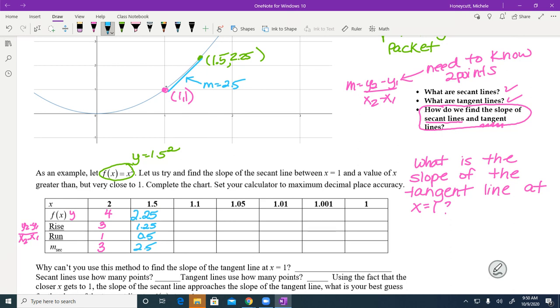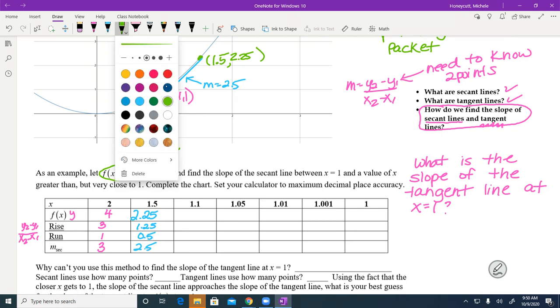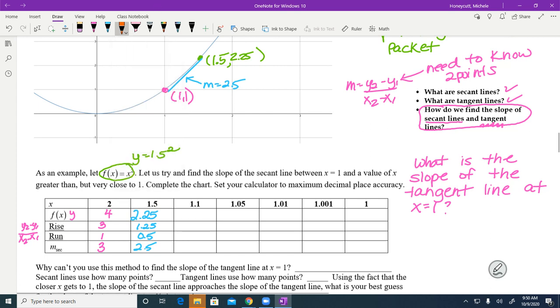Okay, now let's move that point a little bit closer, and do another secant line at the point 1.1. So I'm going to guess 1.1 is about right here. So let me erase everything else.